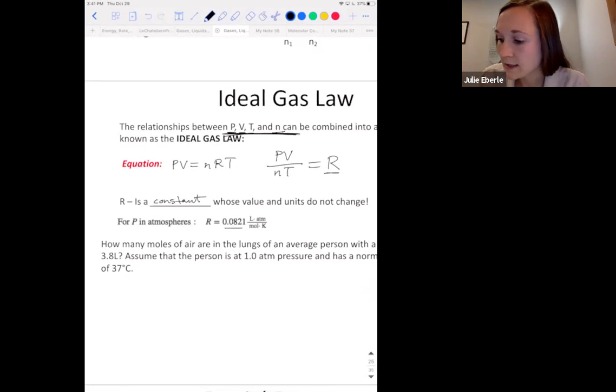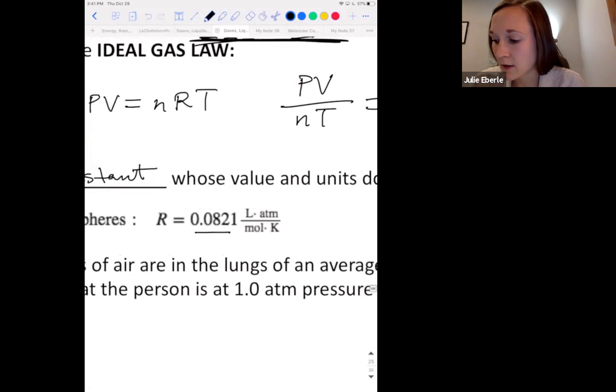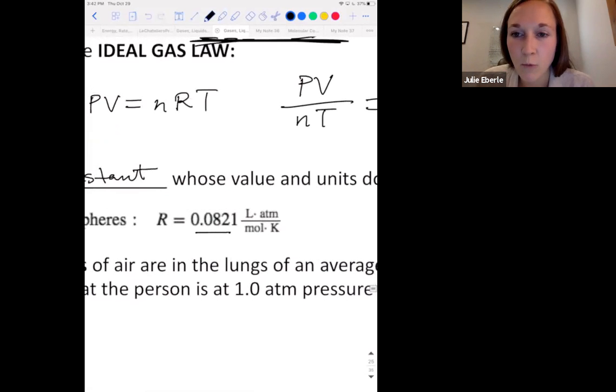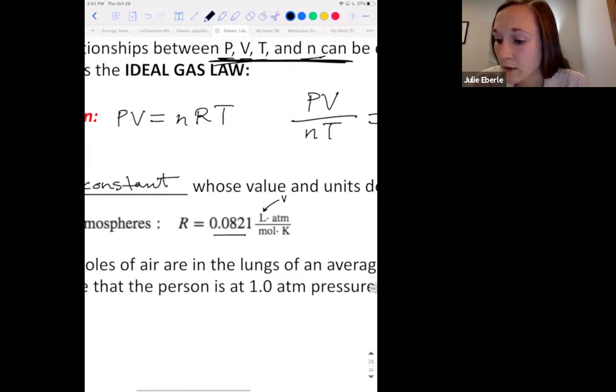R is 0.0821. Look at this, we've got how many units on there? I think this is the most units we put on one particular variable ever. Four units. So anytime you're using the ideal gas law, guess what units you have to use on all your different variables? Units that match R. So anytime you plug in a volume up here, volume has to have units of liters. Why? Because that's the unit in R.